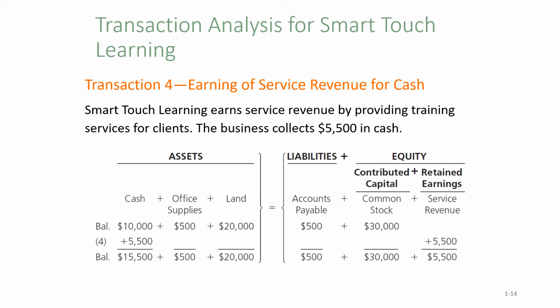Our fourth transaction is where we have earned service revenue for cash. When we look at the service revenue, you'll note it is a part of retained earnings, but we are using the account of service revenue. So the two accounts being affected here are our cash asset going up and our service revenue account going up. Service revenue increases our equity component, so that's why it's being added to our accounting equation. So our service revenue category has gone up by the amount that we've earned, or the $5,500, and we've collected $5,500 of cash for it.